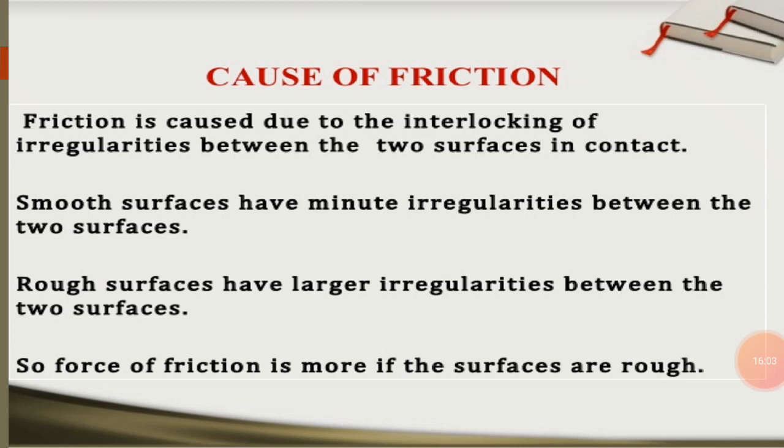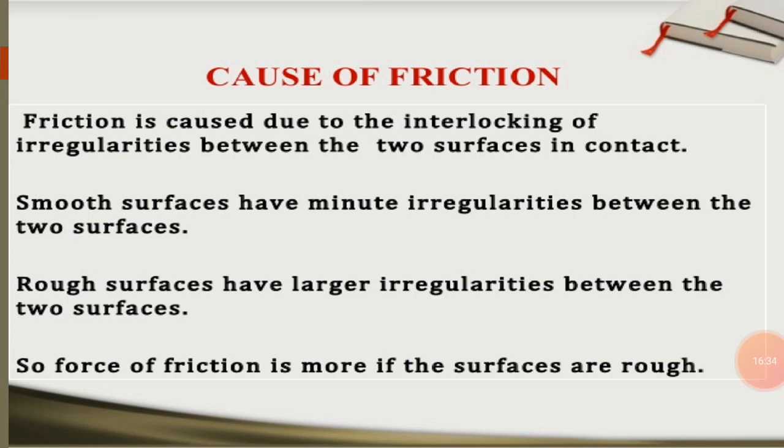The tiny hills and grooves on the surface of an object are commonly known as the irregularities of the surface. When we try to move one object over another object, the irregularities present on their surfaces get entangled, or we can say interlocked, with one another. This interlocking of irregularities of the two surfaces opposes the motion of one object over the other and gives rise to the force of friction.